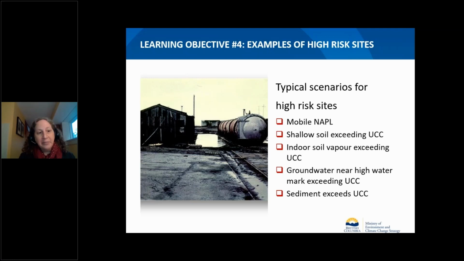Sites with mobile NAPL, as per requirements set out in Protocol 12 and 16, soil contaminated with typically metals exceeding upper cap concentrations in the top 1 meter subsurface, indoor soil vapor exceeding upper cap concentrations, groundwater exceeding upper cap concentrations near an aquatic receiving environment, and finally, sediment exceeding upper cap concentrations in rivers or foreshore areas. Next slide, please.